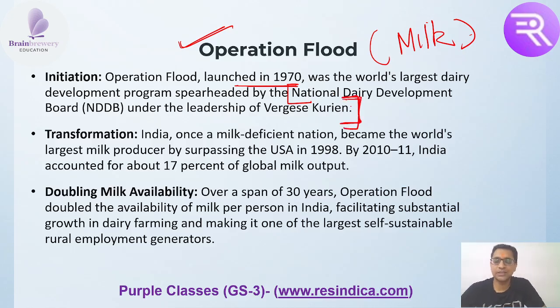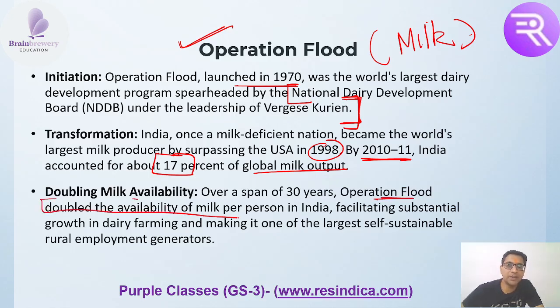Okay, he was known as the father of the white revolution. India was earlier a milk-deficient nation, but after this India became the largest milk producer by surpassing the USA in 1998. By 2010-11, 17% of the global milk output was being produced in our own country, and Operation Flood has doubled the availability of milk per person.